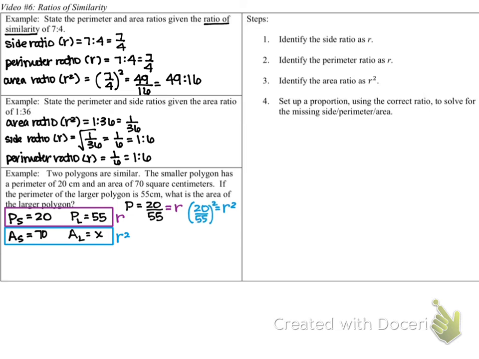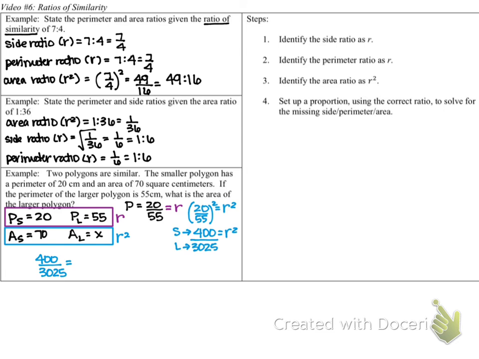So now remember that we can square the top and the bottom independent of each other. So we know that 20 squared is going to give us 400 and 55 squared is going to give us 3025. This is still the small on top and the large on the bottom. I can tell just by looking at the numbers themselves. So now let's go back here. So the ratio for the areas is going to be 400 over 3025.